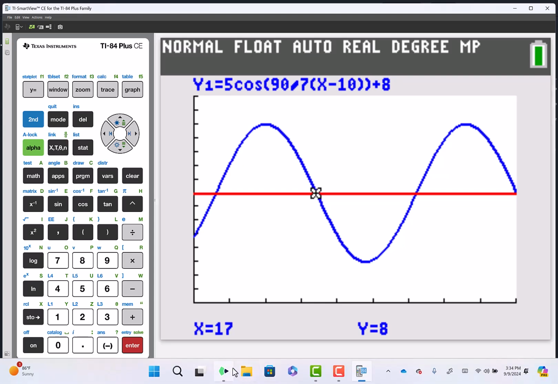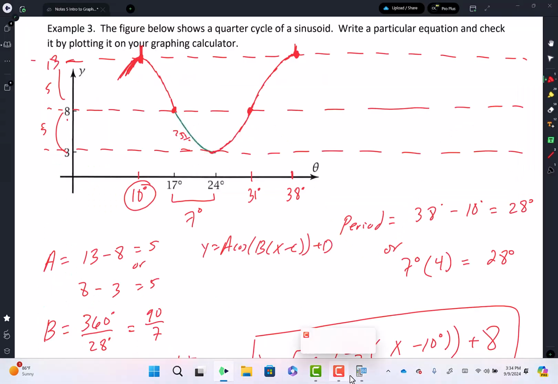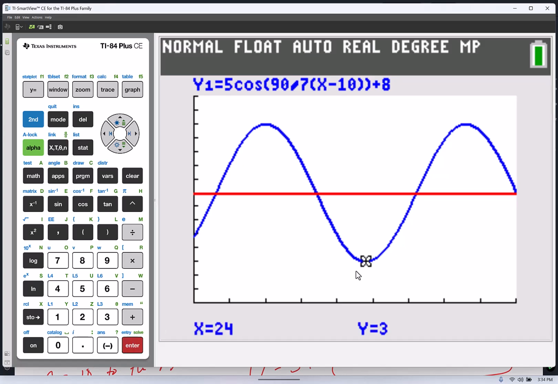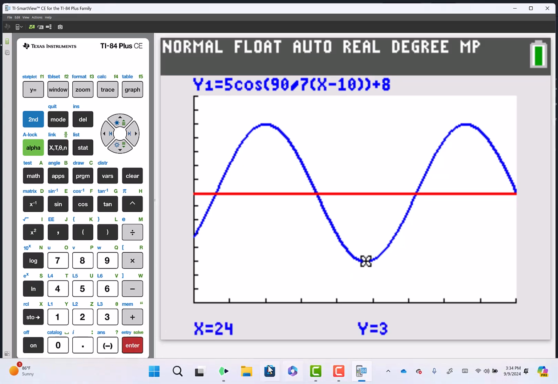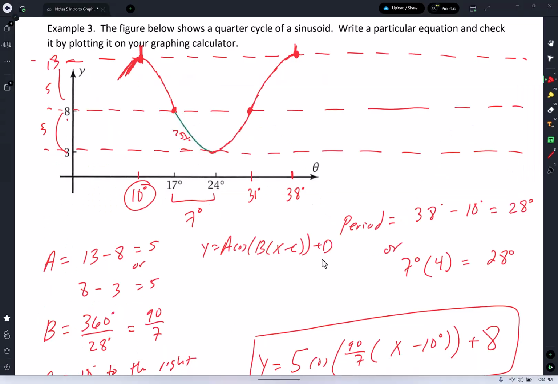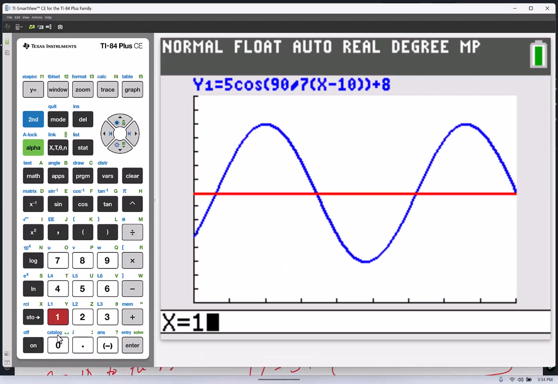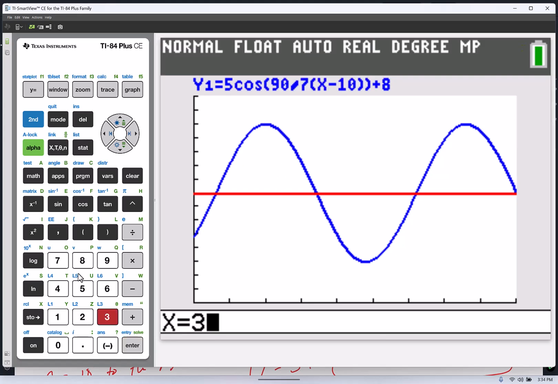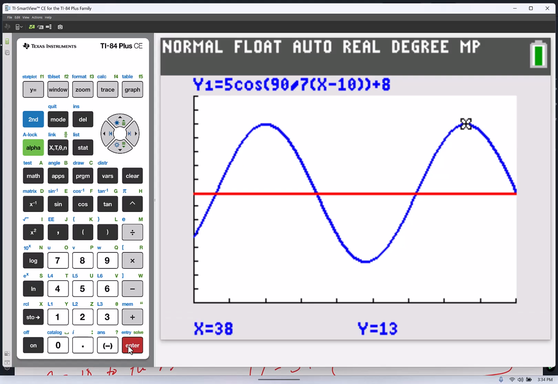If I push 24 and then enter, look, there it is, right at 3. And then I want to test one of my peaks. I'm going to test the 10. I'm going to test the 38. So I'm going to go 10. Bam, I have a peak there. Yep, and I'm going to test the 38. Voila. Look at that. Aren't you guys happy?